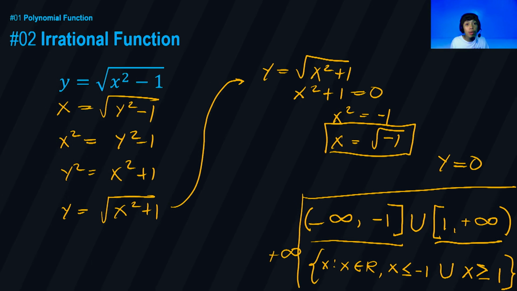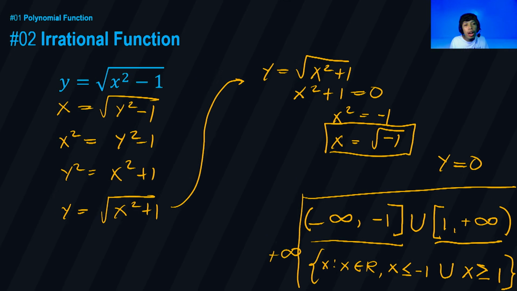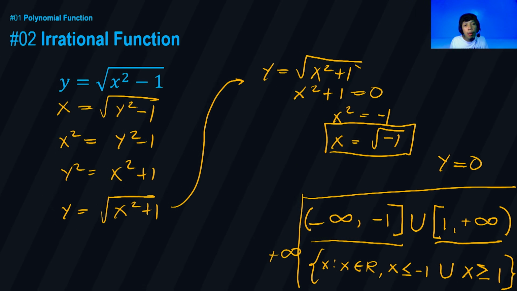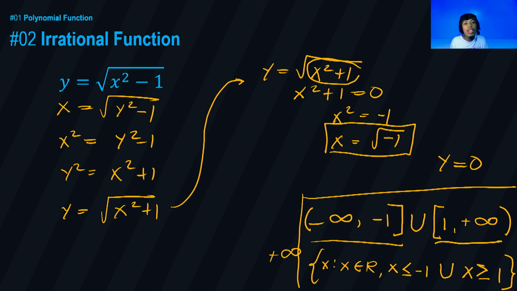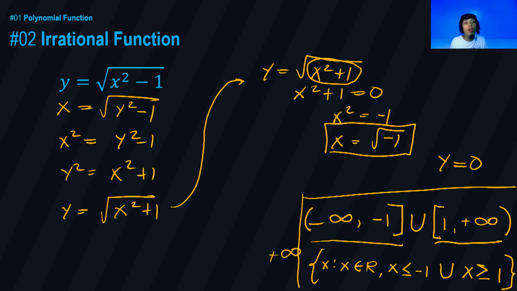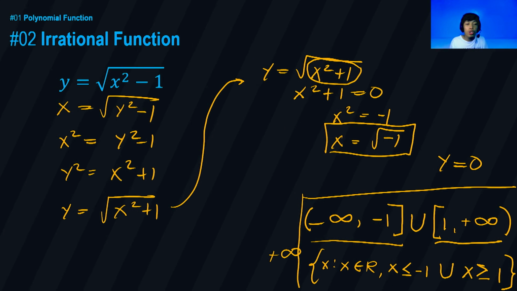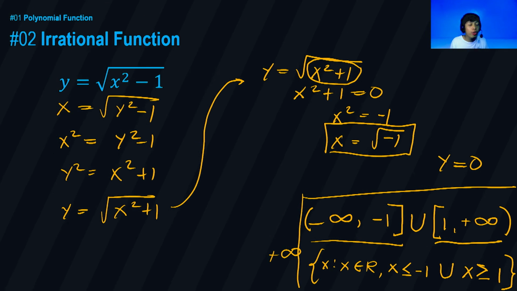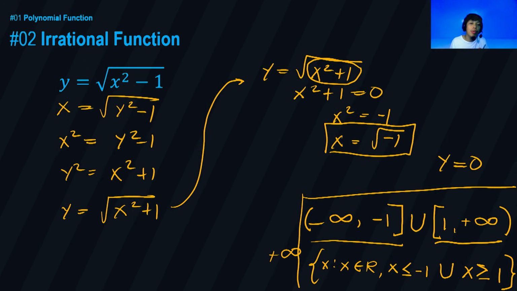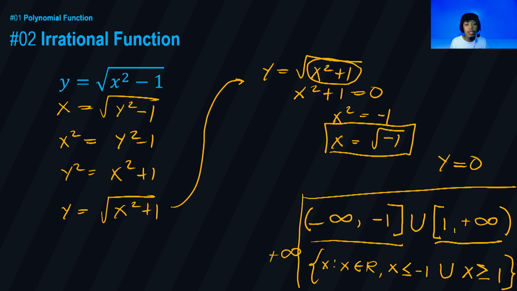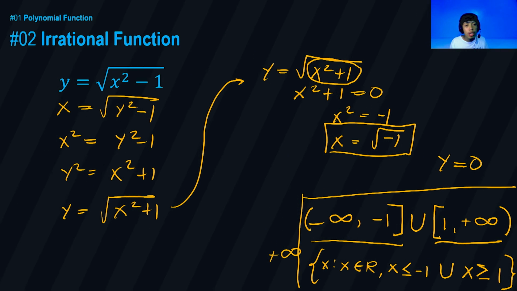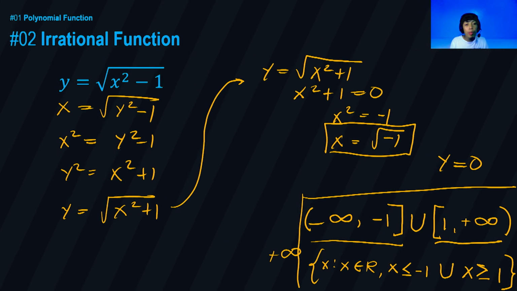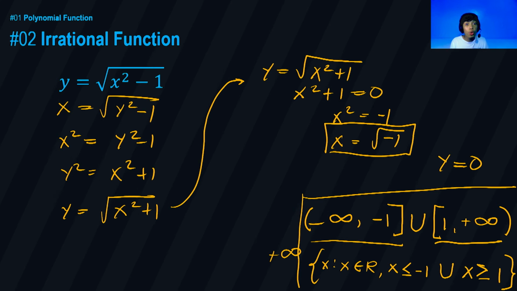Ibig sabihin, walang real number ang mag-generate ng negative value of the radicand. There is no real number that can make the radicand generate a negative value. Ibig sabihin, your domain, ngayon mo masosolve din is all real number.